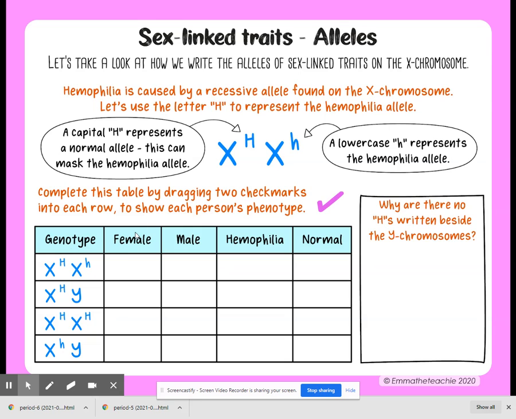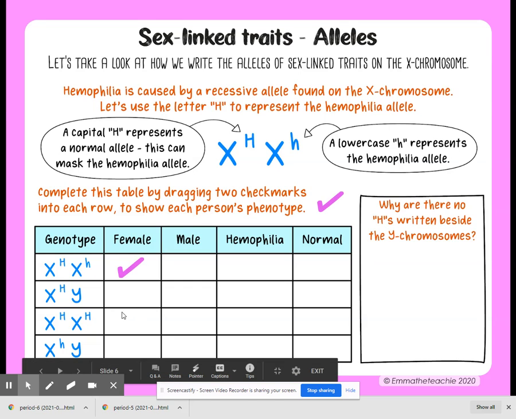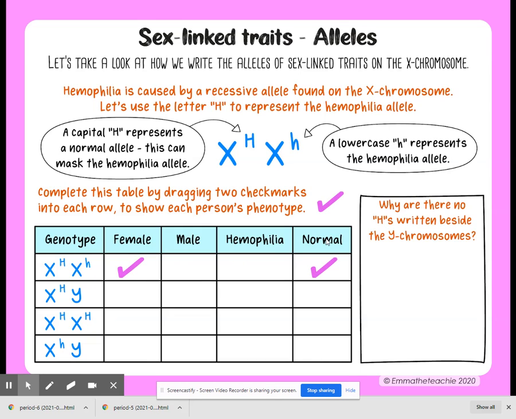That's going to determine whether we're looking at a female or male. And so if you have 2 X's, that means it's a female. And then we have superscript capital H and lowercase h. Because we have a dominant allele present, and the dominant allele is the normal one, that's going to show a normal blood situation. So they're not going to have hemophilia.